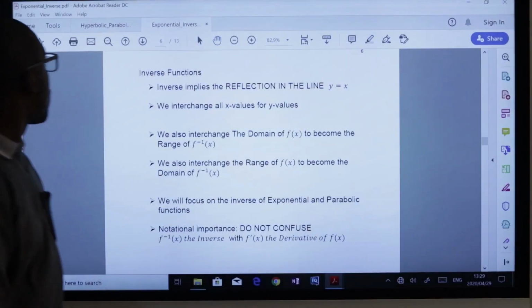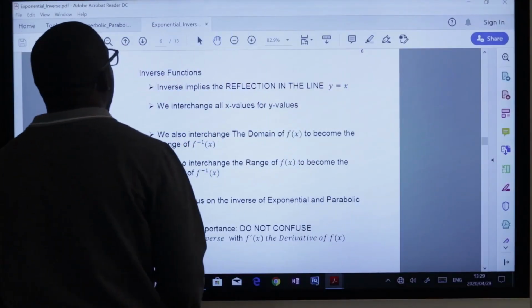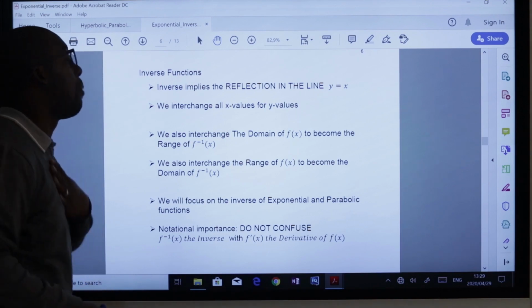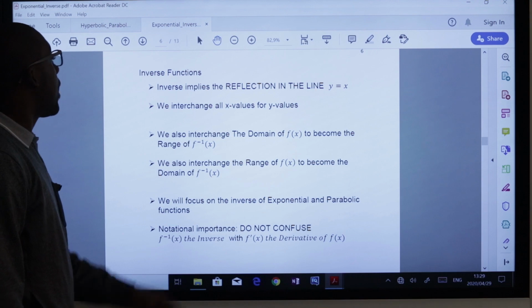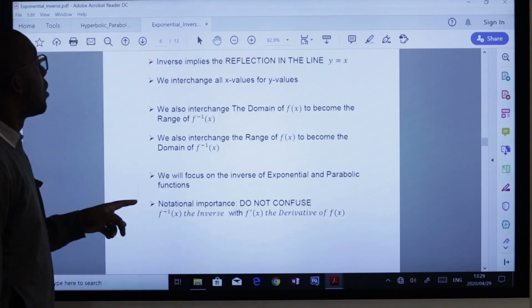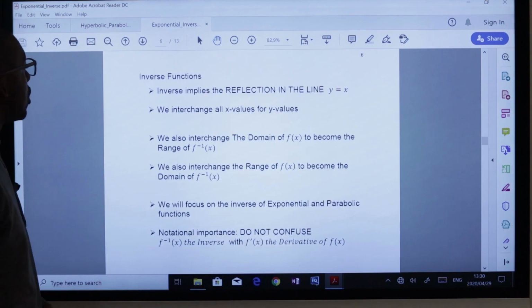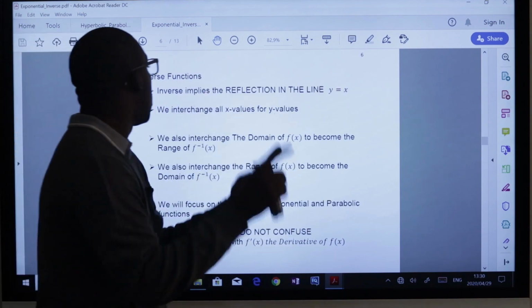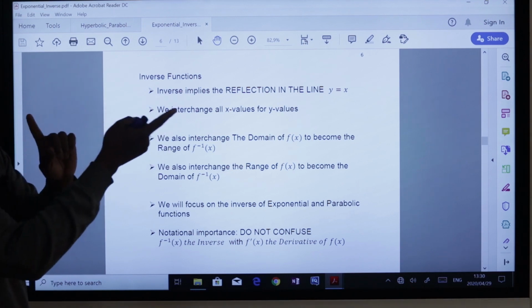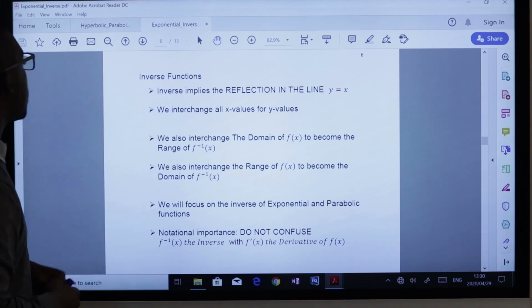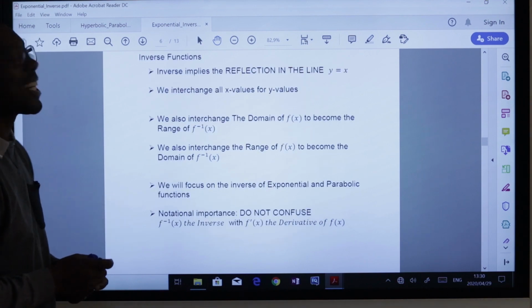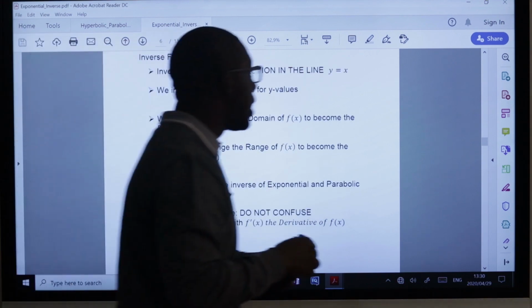In this video, we're going to focus solely on inverse functions of exponents as well as parabola. Inverse function implies it's a reflection in the line y is equal to x. So how do we get this function? We merely interchange all x values for y values. So whatever was y value becomes x value and vice versa. We also interchange the domain of f of x to become the range of f to the minus 1.